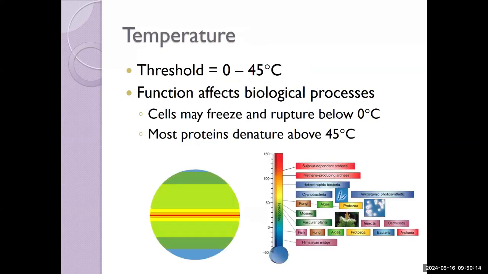The first one's temperature. Despite our planet ranging in temperatures from vastly cold to extremely hot, most life exists between 0 and 45 degrees Celsius. And the reason for that is cells will typically freeze and rupture, breaking and dying below 0 degrees, and most proteins will denature above 45 degrees Celsius. So if we look at our globe, the vast majority of living organisms occur right around the equator, but there's very few organisms specially adapted to the desert equator area, and very few specially adapted to the extreme poles.